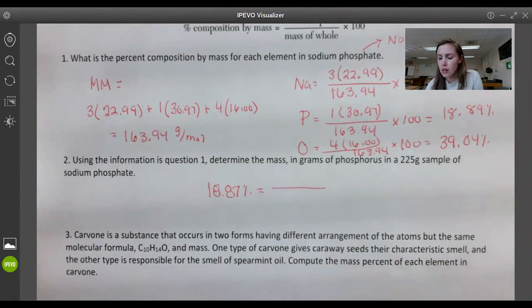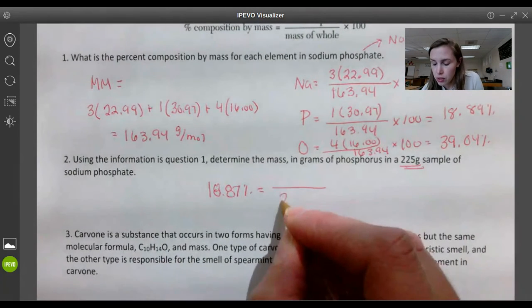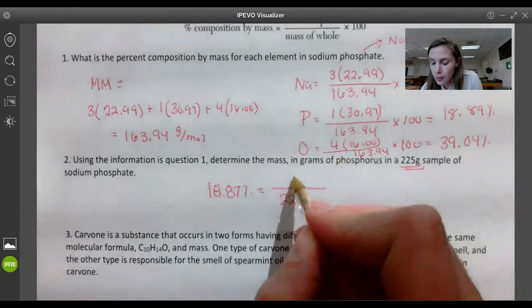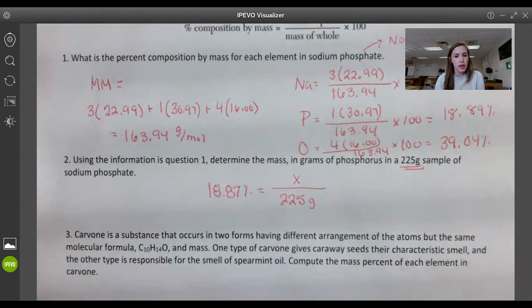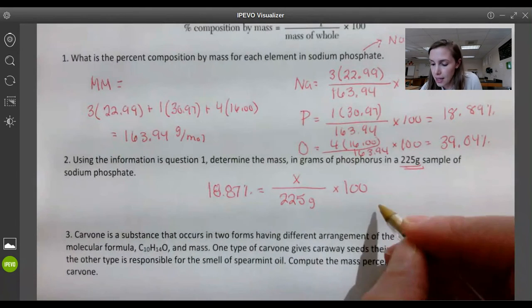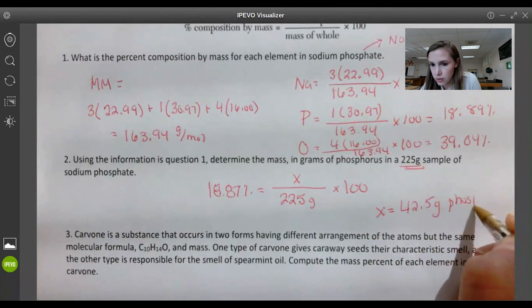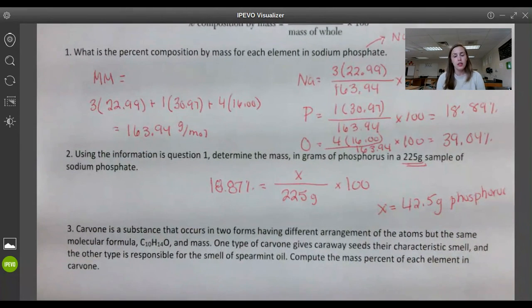Some of you guys would be able to do this a little bit simpler. I put my given mass of the whole compound, 225 grams. And then I want to know, of that 225 grams, how much of it is phosphorus? And I know it's that 18.87% of it. So after I divide my 18.87 by 100, you can think of cross multiplying. In that case, X here would be equal to 42.5 grams of phosphorus. So we can use those percentages to actually look at our masses in the lab. That's all there really is to it. The rest of the page is going to be a very similar process, so you should be all set.